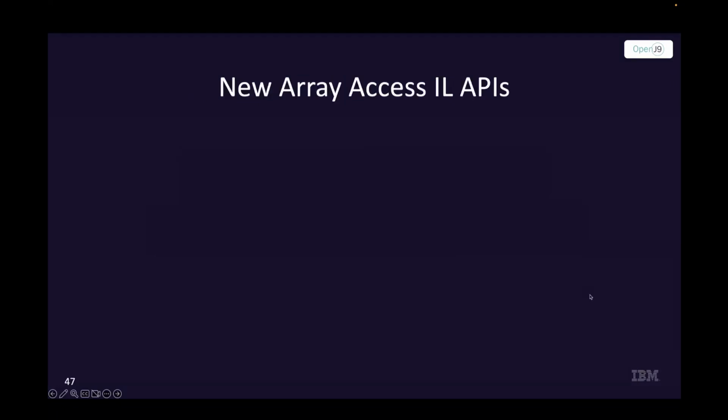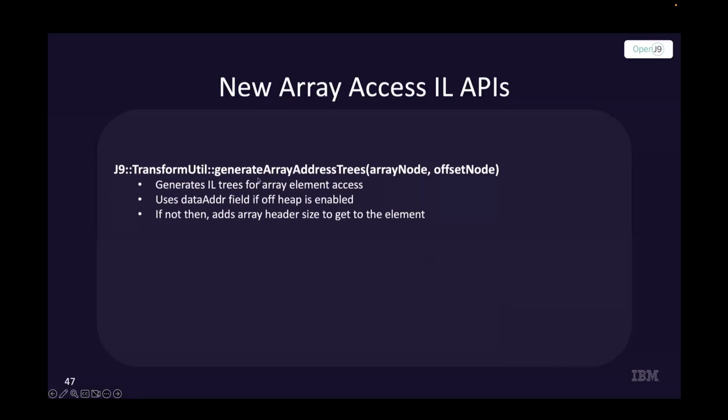So now, as part of the offheap work, we also introduced some new IL APIs regarding array access to reduce some technical debt and consolidate the mechanism and the logic in an easy to maintain and usable location. So here are some of those APIs. The first one being array address tree. So this takes in a base array and the offset node and generates the trees based on it. It will check if the off heap is enabled. It will do a data address load, and if not, then add the data array header size to the offset node to get to the element.